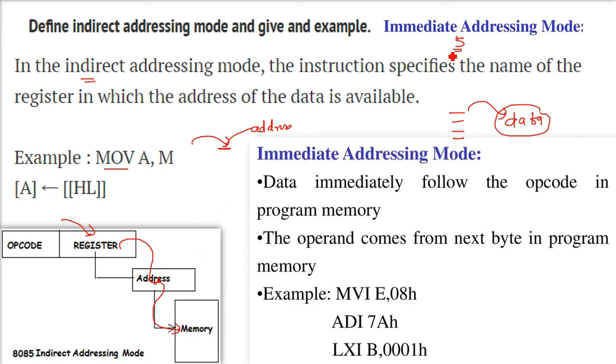In immediate addressing mode, data will immediately follow the opcode, the operation code, in program memory. So this is your instruction, this is your opcode. There are two parts to any instruction. The operand comes from the next byte in program memory. Let me tell you again, this is immediate addressing mode. The name itself tells you the data will immediately follow the operation code in program memory. In all these instructions, you see that these are based on immediate addressing mode.